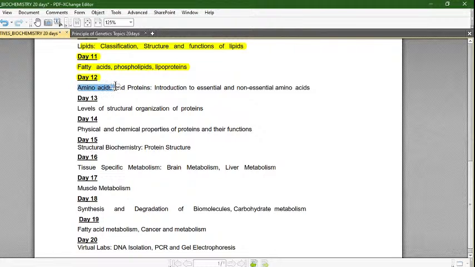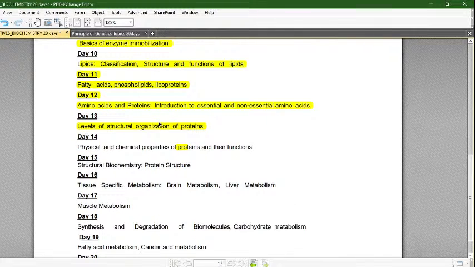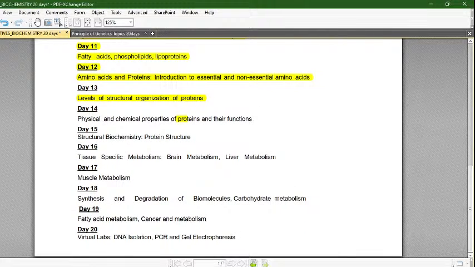We have done amino acids, and essential and non-essential amino acids. Now we have another term, which is proteins: the structure of proteins, their functions and their properties. So now we will move forward to proteins because we have done amino acids right now. So shall we continue?